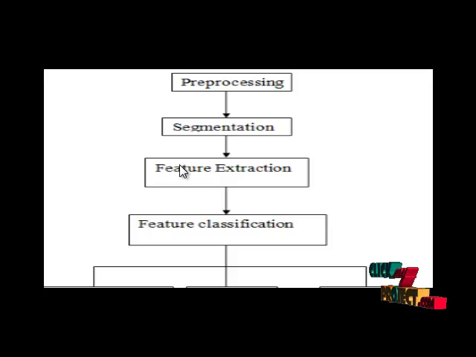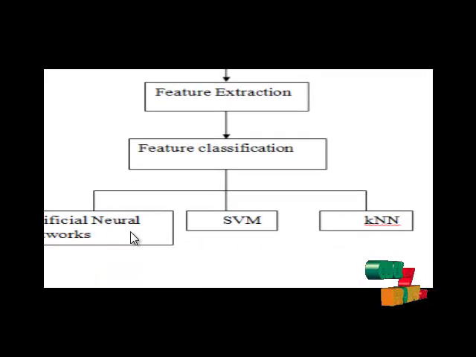Then we will go for feature extraction. For feature extraction, here we are applying GLCM to extract features. A gray level co-occurrence matrix contains information about the position of pixels having similar gray level values. There are totally 12 features extracted: contrast, correlation, cluster prominence, cluster shade, dissimilarity, energy, entropy, homogeneity, maximum probability, sum of squares, autocorrelation, and inverse difference moment. Then the extracted features are passed through three types of classifiers: artificial neural network, SVM, and KNN.